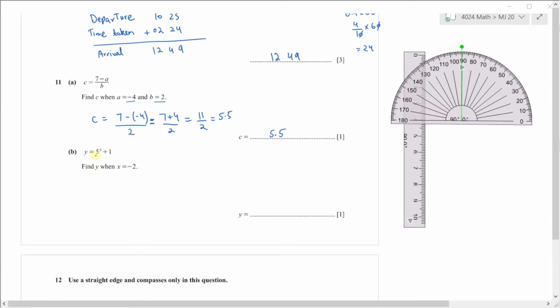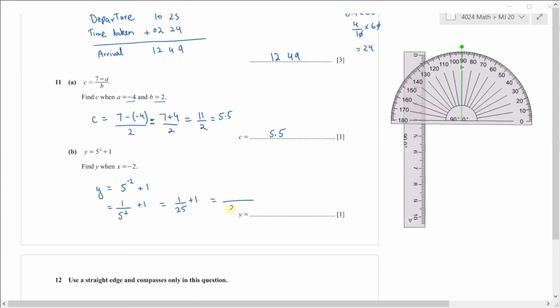The next part is y equals 5 power x plus 1. Find y when x equals minus 2. So y equals 5 to the power minus 2, plus 1. So if I take the reciprocal, I can convert this power into positive, which will become 1 over 5 squared plus 1, which is 1 over 25 plus 1.